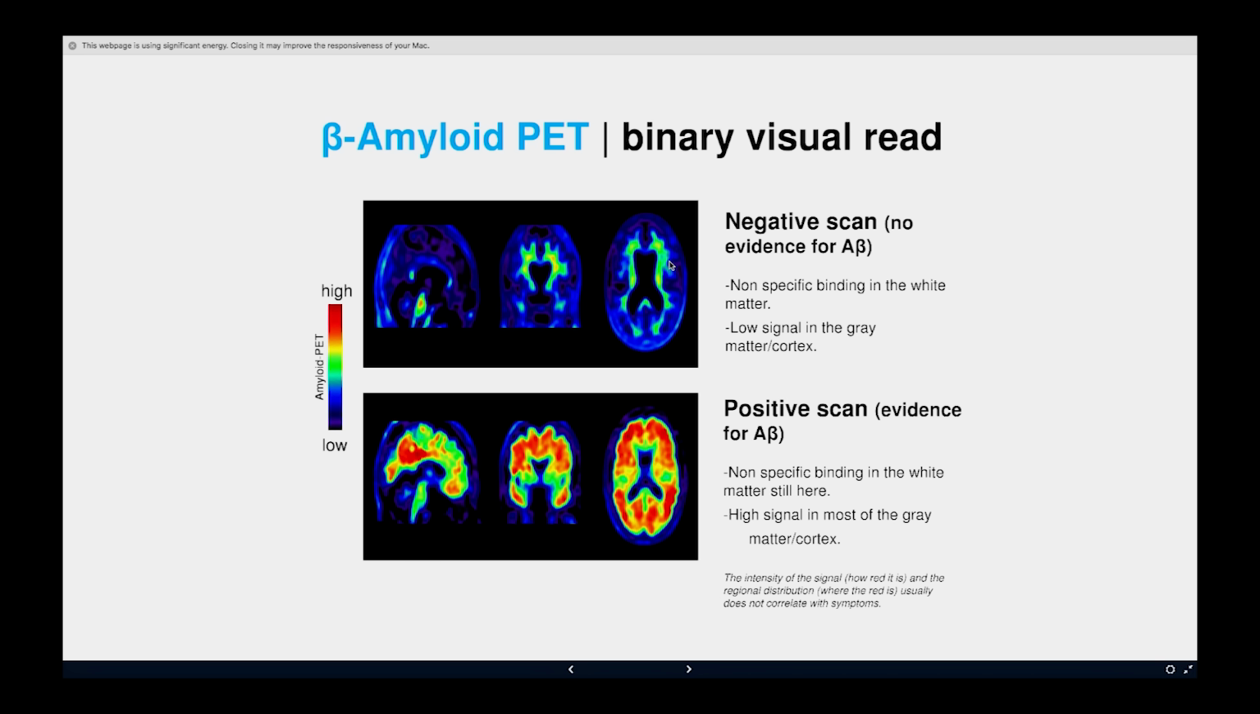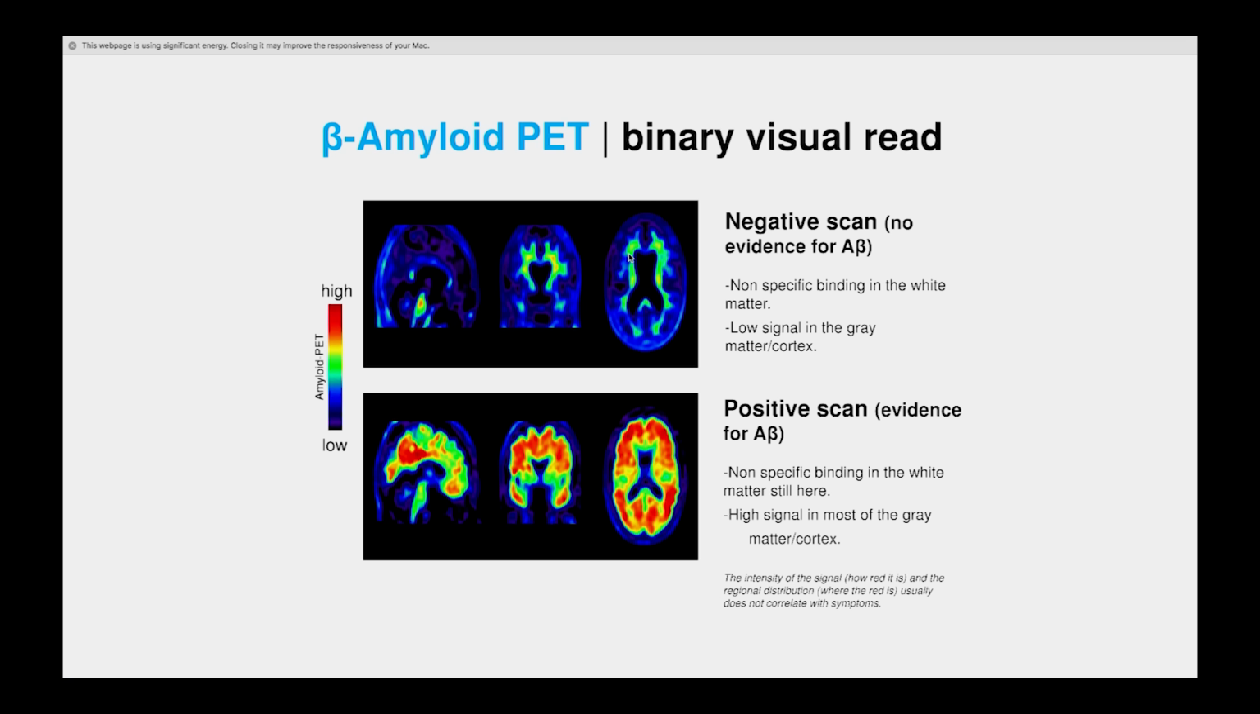Notice that there's a little bit of uptake here in what we call the white matter of the brain. The white matter of the brain is usually on the inside, not on the surface. And the best way to think about it is it's all the wires that are connecting different brain cells to each other, as opposed to the surface of the brain where most of the brain cells live.